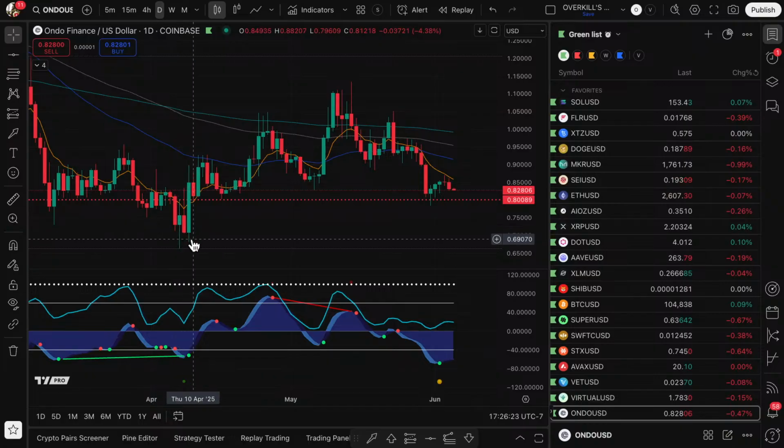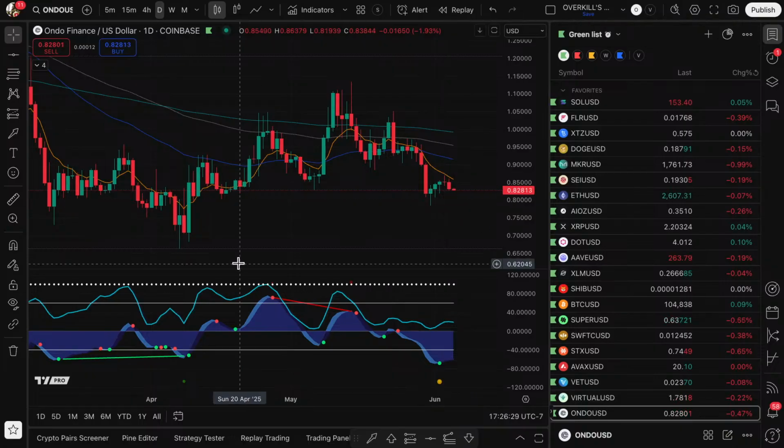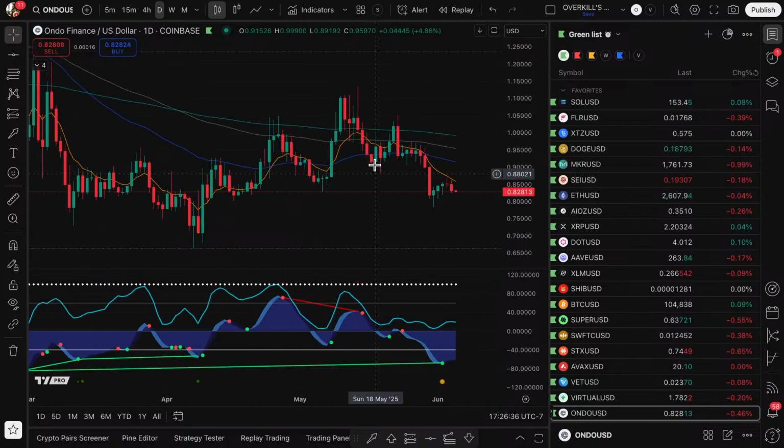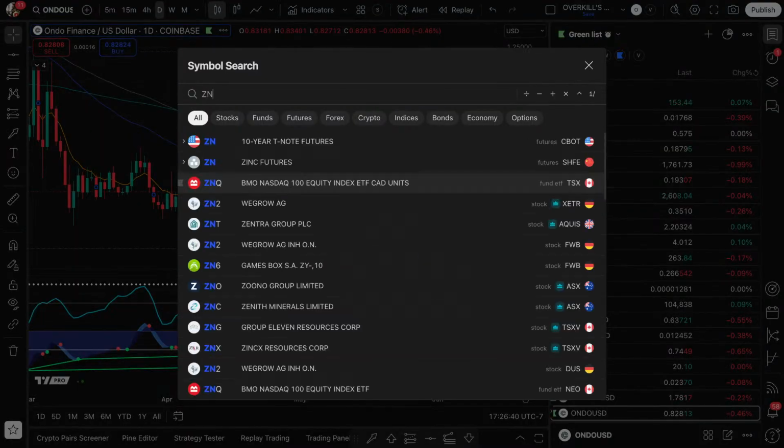Okay, I don't think this one's ever going to break down below 70 cents again, or 65 cents, whatever that low was there. I don't ever see Ondo going below that. It's building a very strong base here. Okay, and that golden dot is a great 1 to 6 month signal for you. ZNBC. You mean ZBCN?